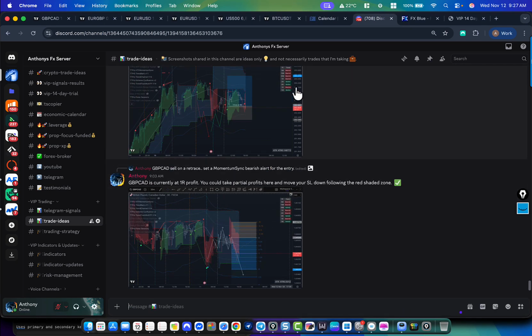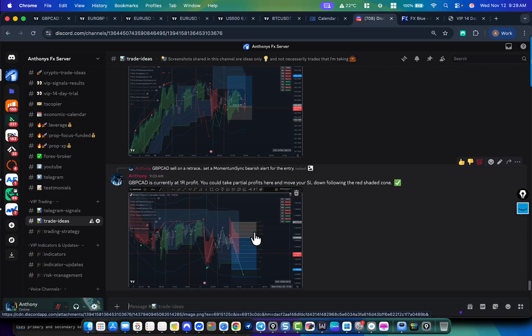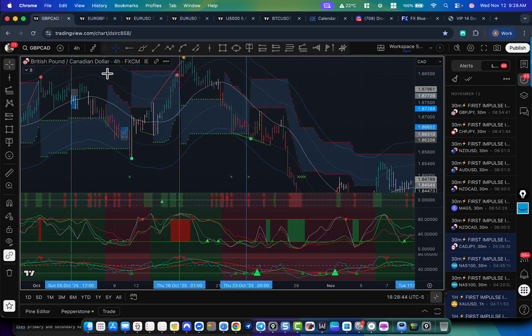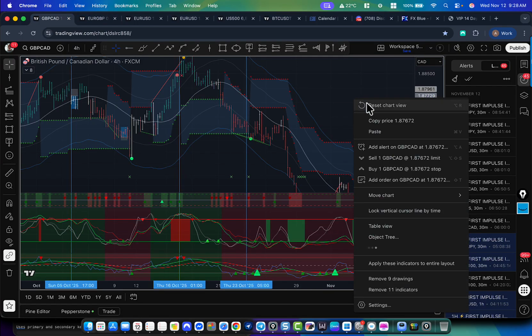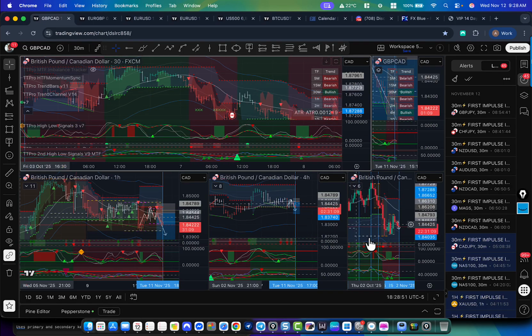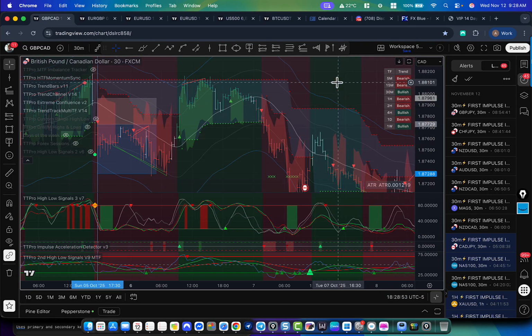And to just confirm how this works, if you just follow the instruction here to the T, I'll show you what that is. Okay, pound CAD, sell on the retrace. Set a momentum sync bearish alert for the entry. That's it. That's exactly it. Alright, so pound CAD. That's a 4-hour chart. Let's go down to the 30 minutes, so you stay on the same time frame.